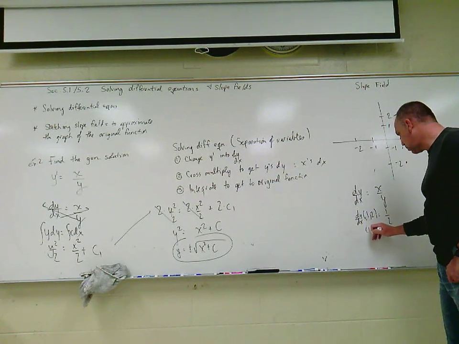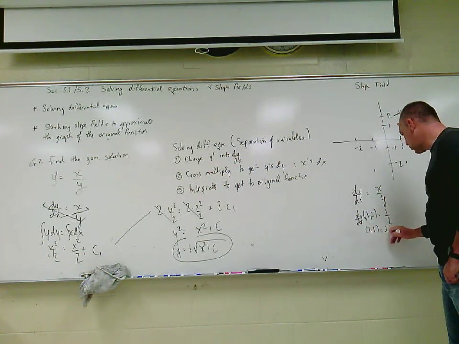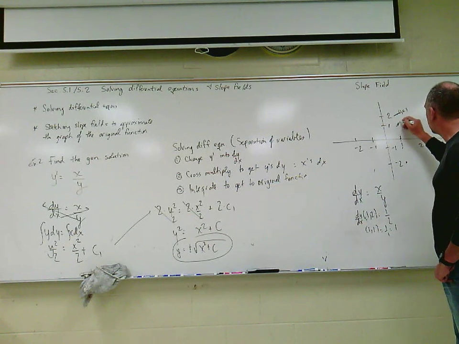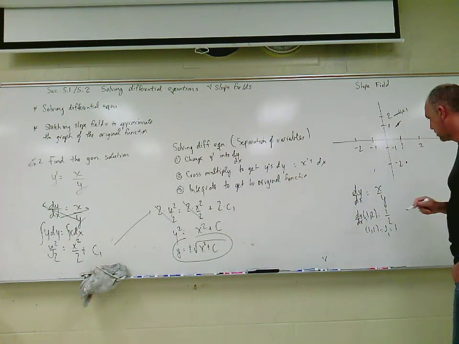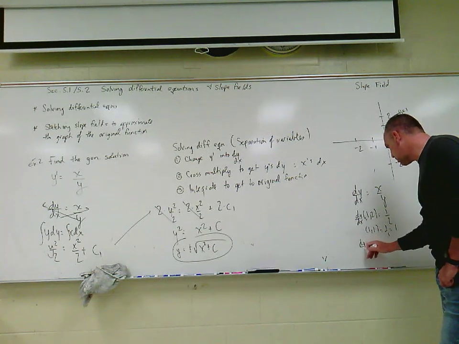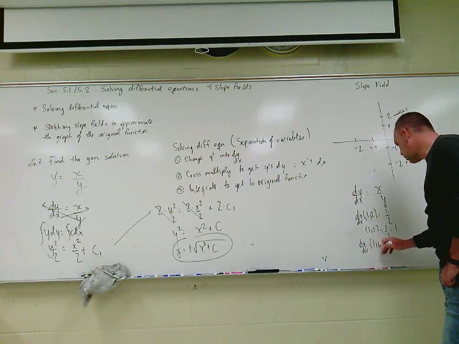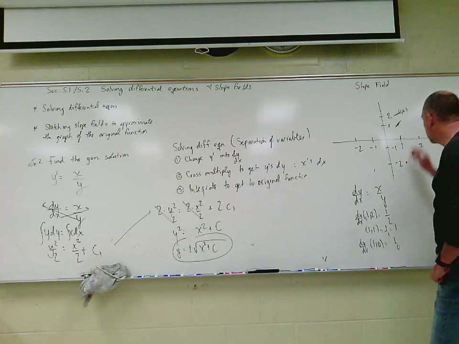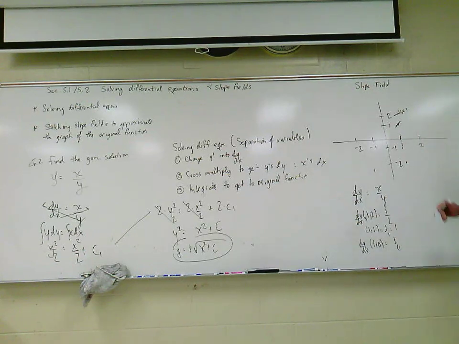So x is 1, y is 1. We get 1 over 1, which is 1. So now I get a little bit of a steeper line. Okay, 1, 0. So dy over dx at 1, 0 is going to be 1 over 0. That's undefined. I can't make a slope.